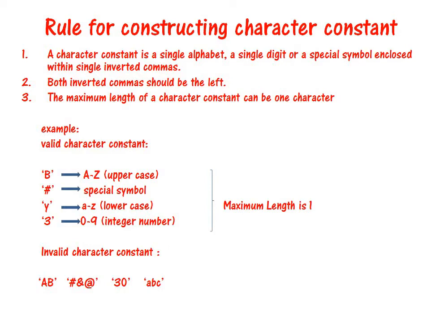So here are some valid character constants. Left inverted comma, and the maximum length is 1. A to Z uppercase, special symbols, lowercase, integer numbers 0 to 9. Likewise, these all are valid character constants. These all have maximum length 1. They are in left inverted commas, and A to Z capital is allowed, special symbols or lowercase or integer numbers.